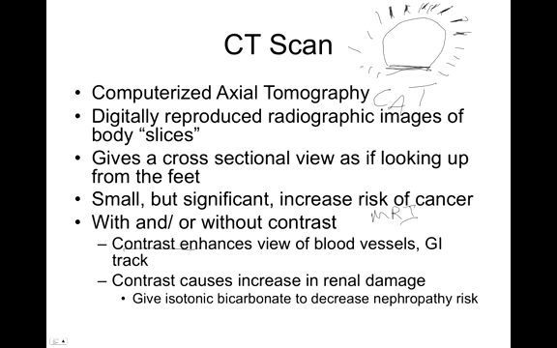But again, you have to be careful with renal damage if the patient's diabetic, and you order a creatinine and a BUN just to be sure the patient's kidneys are functioning fine. You can give isotonic bicarbonate to decrease the nephropathy risk.